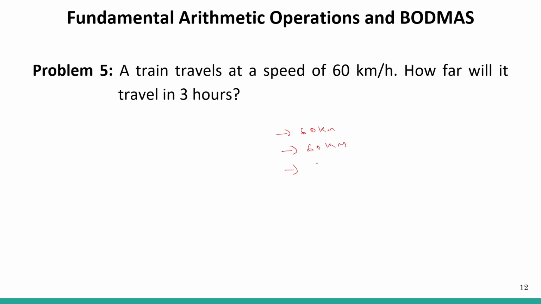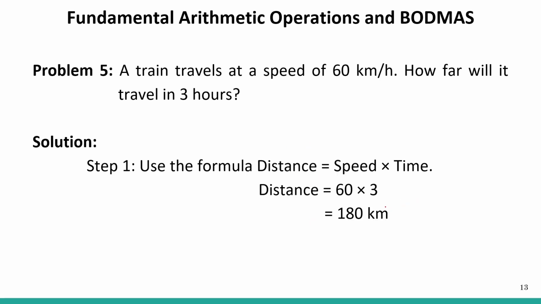In the third hour, it will again complete 60 kilometers. So in total, in all these 3 hours, what it will complete is 180 kilometers. That's 60 into 3 is equal to 180. Okay, 180 will be the final answer.